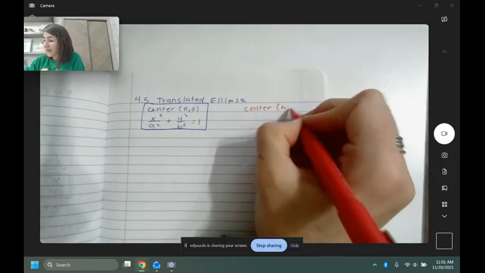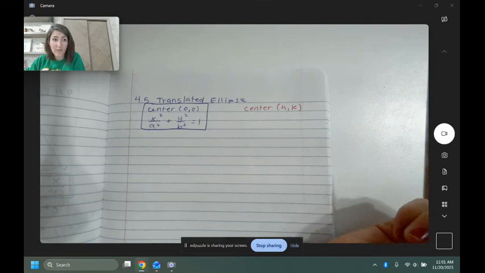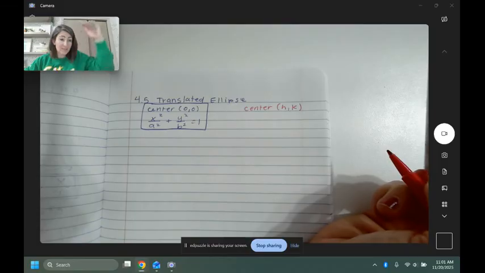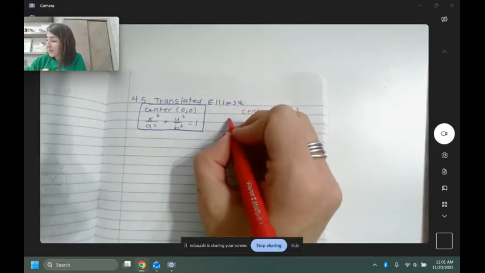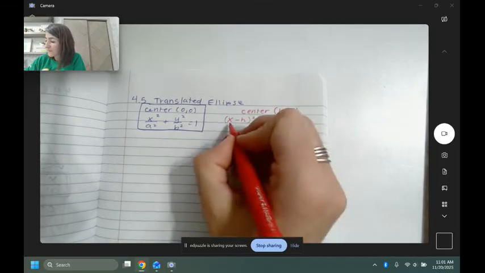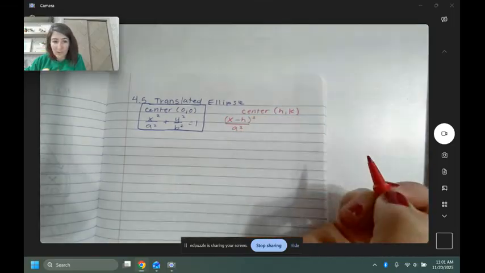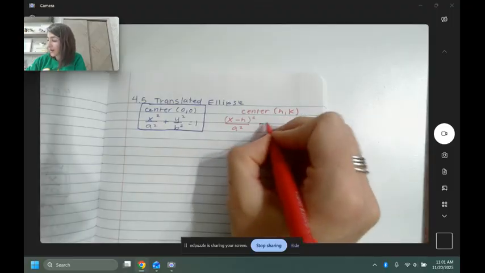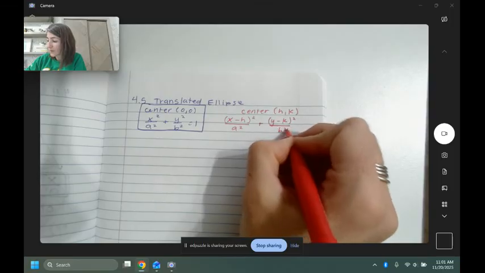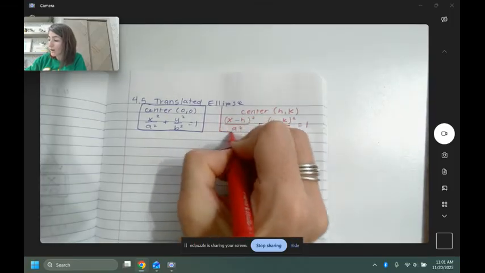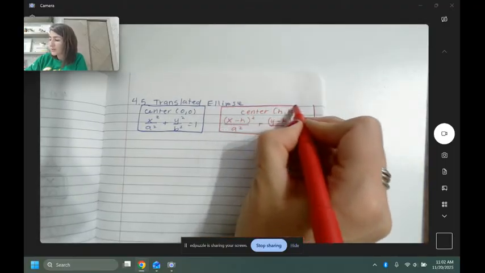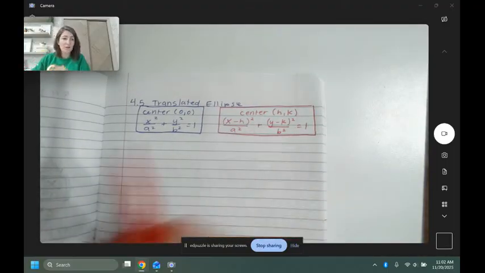If the center was at (h, k), very consistent with the parabola, the vertex moving to (h, k), it would look like this: (x minus h) squared over a squared, which stays the same, and then (y minus k) squared over b squared, still equal to 1. And the relationship with c squared, equal to the difference of these two, is also the same.